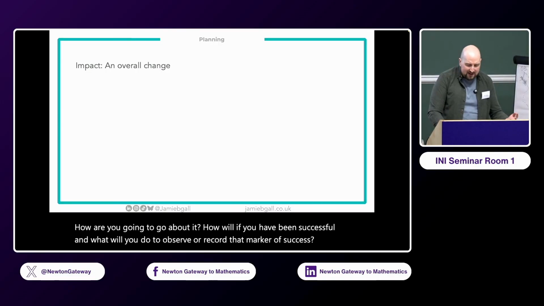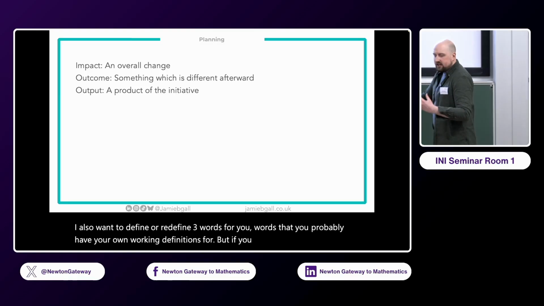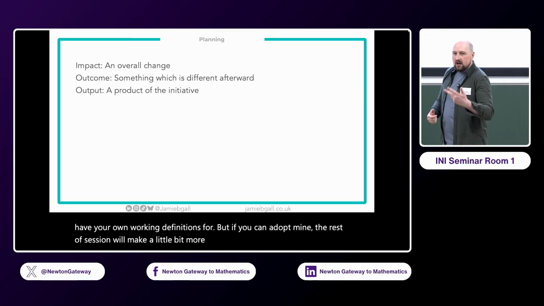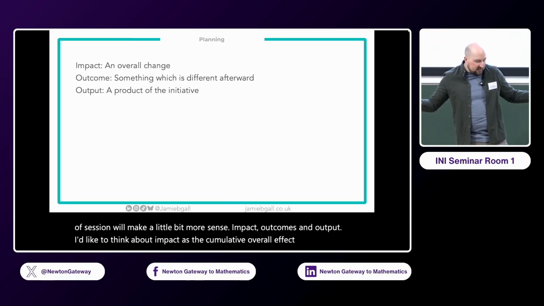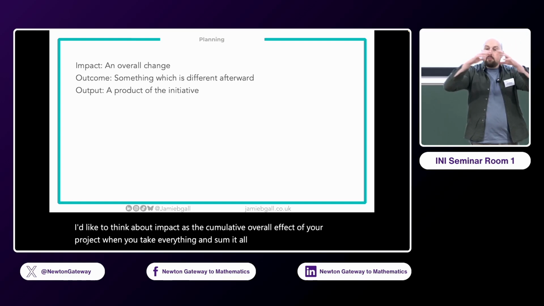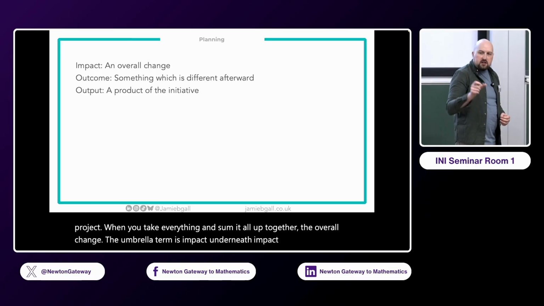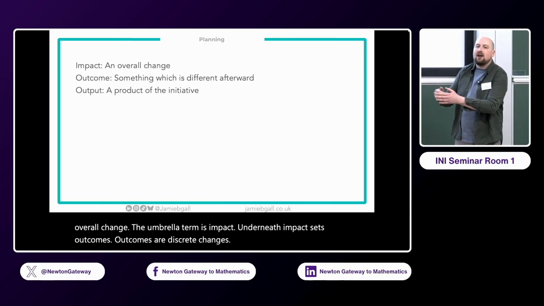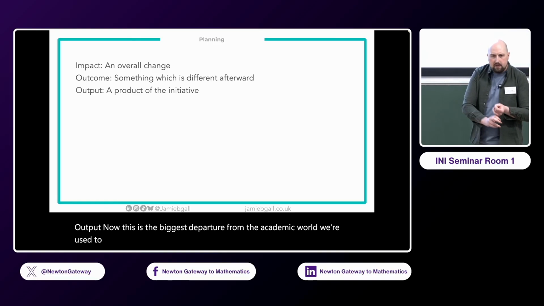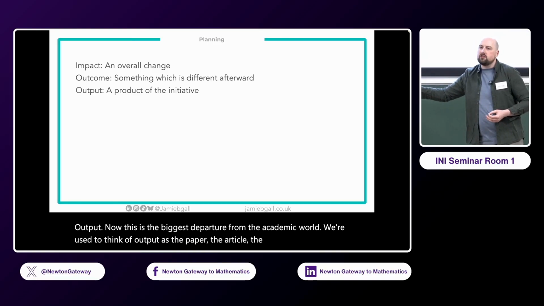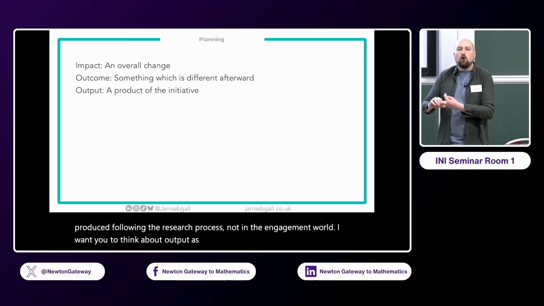I also want to define or redefine three words for you. Words that you probably have your own working definitions for, but if you can adopt mine, the rest of the session will make a little bit more sense. Impact, outcomes, and output. I'd like to think about impact as the cumulative overall effect of your project. When you take everything and sum it all up together, the overall change, the umbrella term, is impact. Underneath impact sit outcomes. Outcomes are discrete changes and benefits, something which is different afterwards. Output, now this is the biggest departure from the academic world. We're used to thinking of output as the paper, the article, the journal piece, which is produced following the research process, not in the engagement world. I want you to think about output as anything which is made, created, or done.